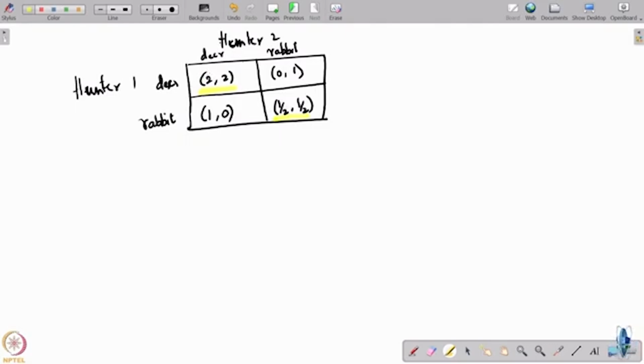Likewise, rabbit is also a Nash equilibrium, because if the other guy is going for the rabbit, it doesn't make sense for me to try and get the deer, because I won't be able to get the deer alone. So it's better for me to stick to rabbit. And deer-rabbit is not a Nash equilibrium, or rabbit-deer is not a Nash equilibrium. So there are two Nash equilibria in this game. Deer is a Nash equilibrium, rabbit is also a Nash equilibrium.